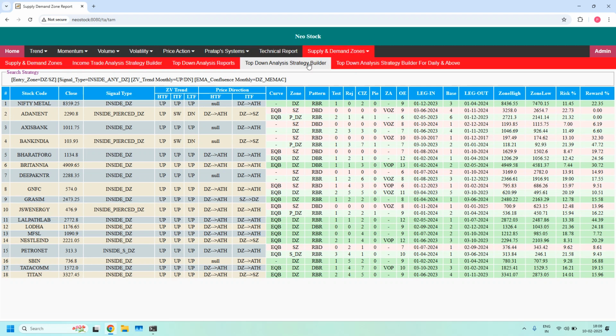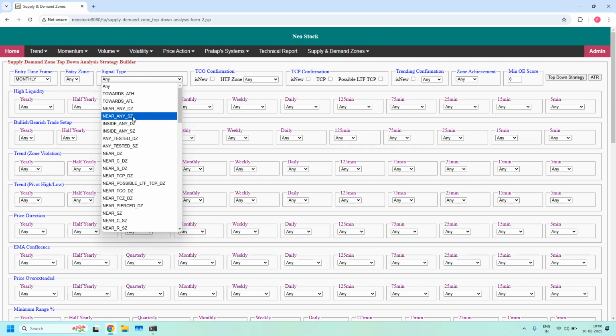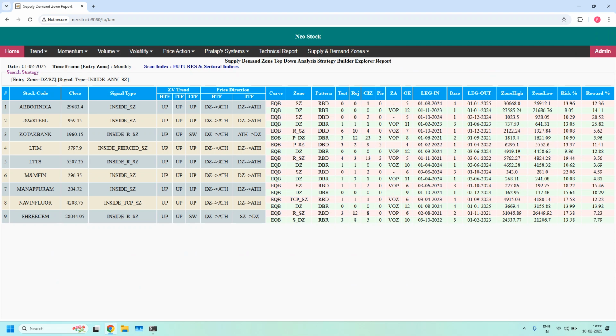Okay, next, monthly time frame. Price closed inside the monthly supply zone. We got 9 stocks. Out of these 9, how many monthly supply zones are having monthly EMA confluence?